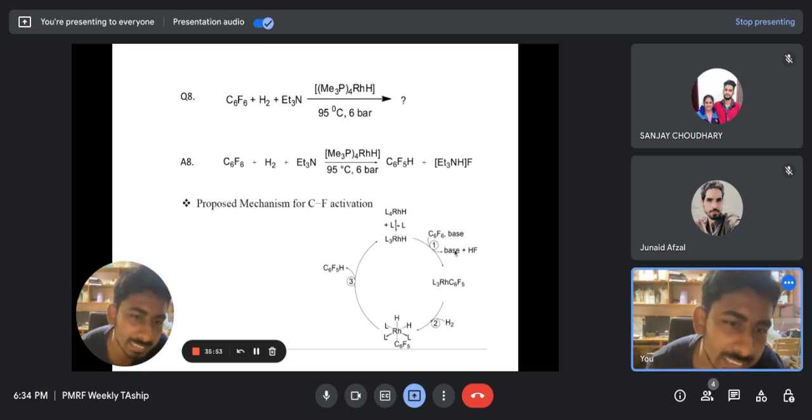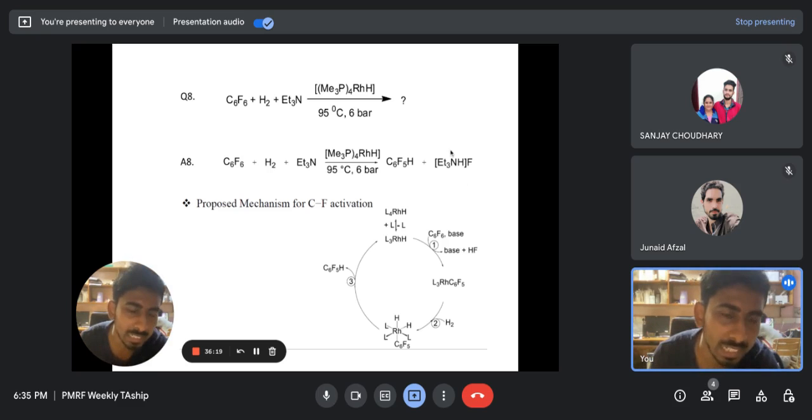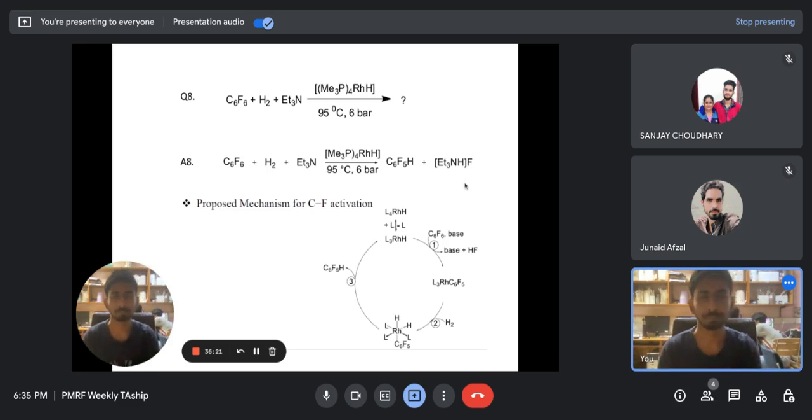Now the base gets regenerated, and the H is getting bound to the F atom. This H is coming from the hydride of the rhodium. So that's why HF is one of the byproducts. Now the base, that is the Et3N, is a base, and HF is an acid. So when an acid and base are combined, they produce a salt. So that's why it is the Et3N·HF salt.